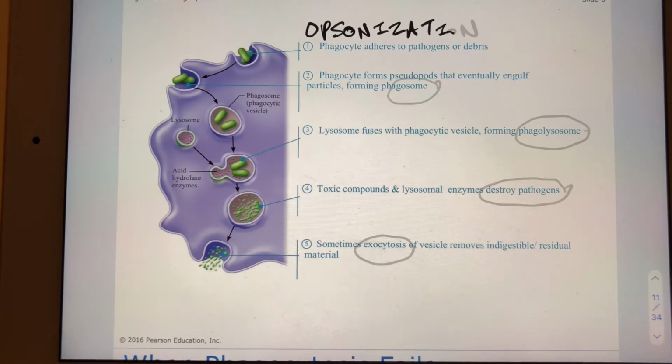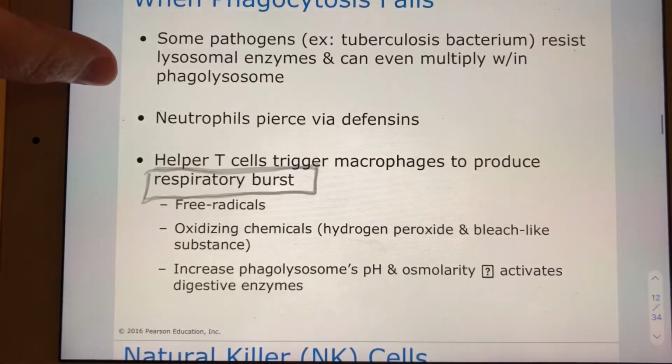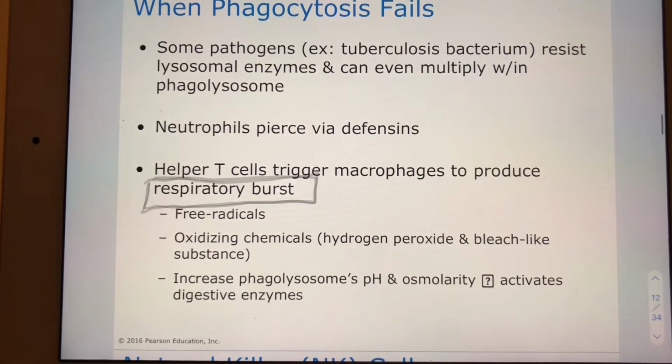That part is not shown or mentioned, and that's an important part. So opsonization, form the phagosome, form the phagolysosome, destroy, and then exocytose if necessary. Okay, the next slide, 13, I just wanted to make you aware that if all else fails, even if a microbe is resistant to phagocytosis, we can turn to respiratory burst, which is something we studied already when we were first meeting neutrophils.